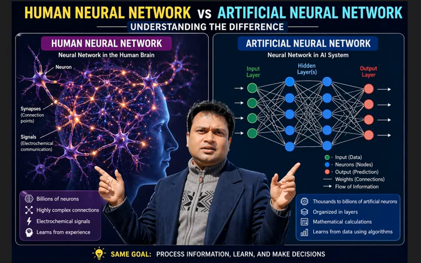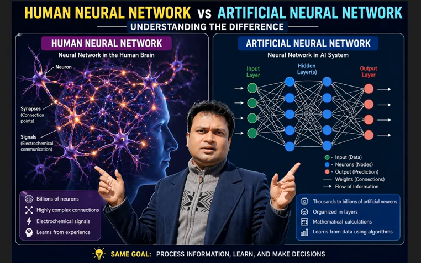Number three, output layer. This gives the final result, such as yes or no, cat or dog, spam or not spam, price prediction, etc. If a network has many hidden layers, it is called deep learning. How does it work? Let's understand step by step.